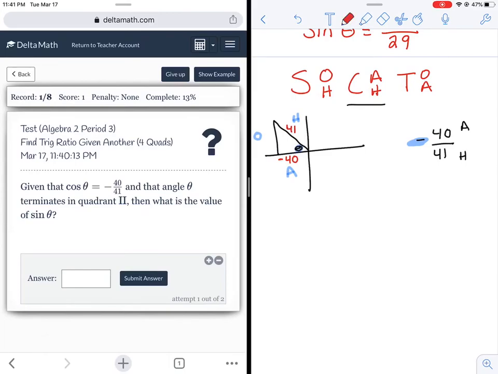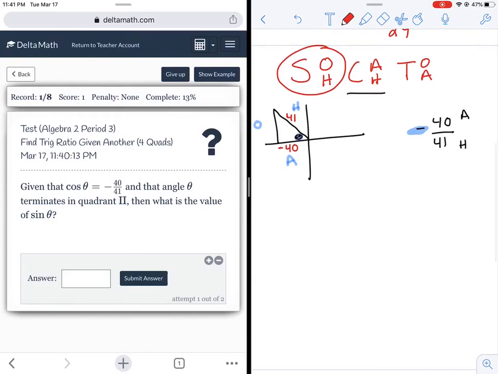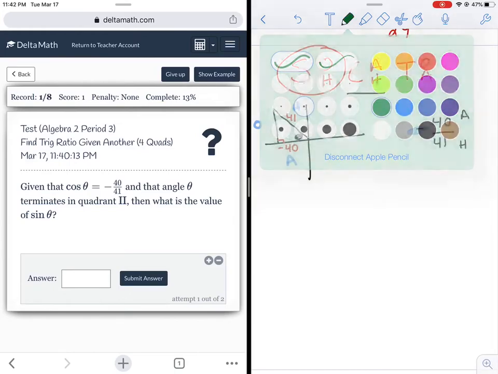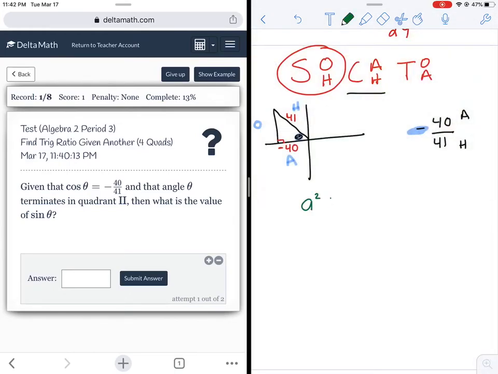Okay, what are they asking me for? They're asking me for sine. So I do need to know my opposite over the hypotenuse. So I have a triangle. It's a right triangle. I need to find that third side of that triangle. So let's use the Pythagorean theorem: a squared plus b squared equals c squared. Which of a and b is which does not matter, so I'm going to leave this one as just a squared. I'll solve for that one.